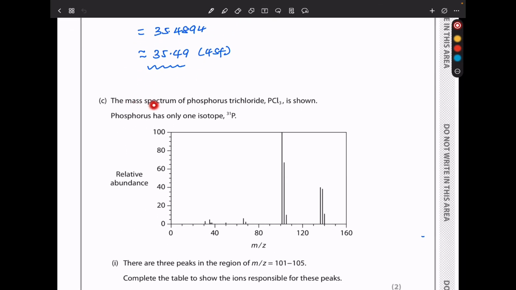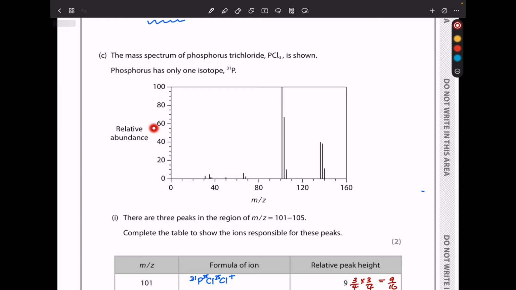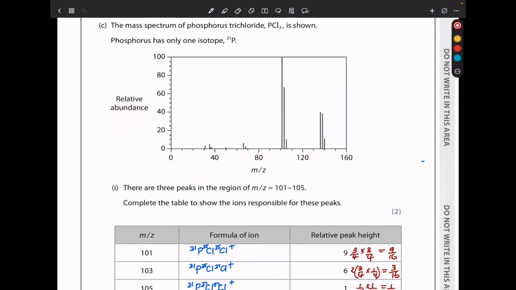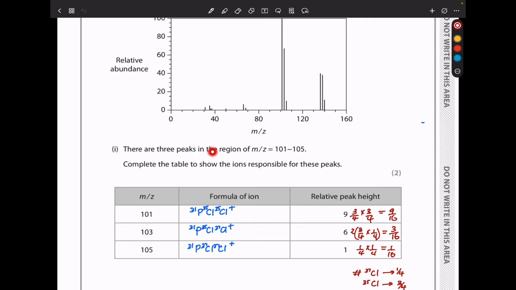Next, they say the mass spectrum of phosphorus trichloride, which is PCl3, is shown. Phosphorus has only one isotope, which is phosphorus-31, and we can see the relative abundance as well as the corresponding mass to charges. They say there are 3 peaks in the region of mass to charge 101 to 105. They say complete the table by showing the ions responsible for these peaks.